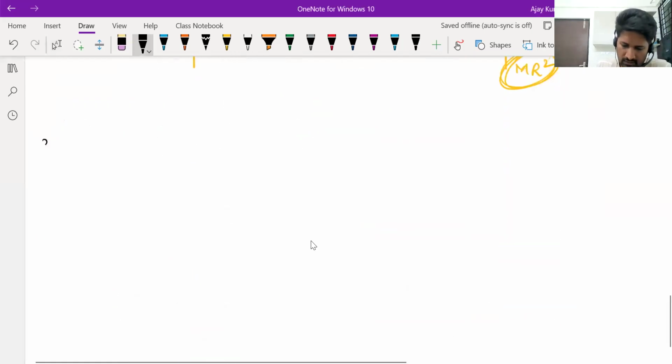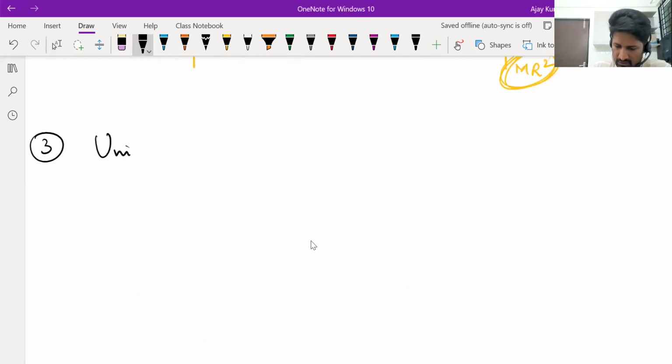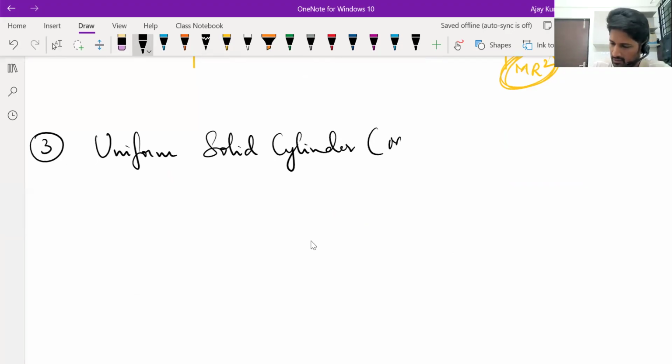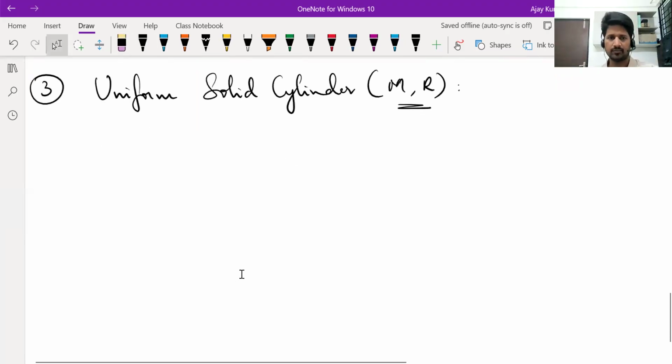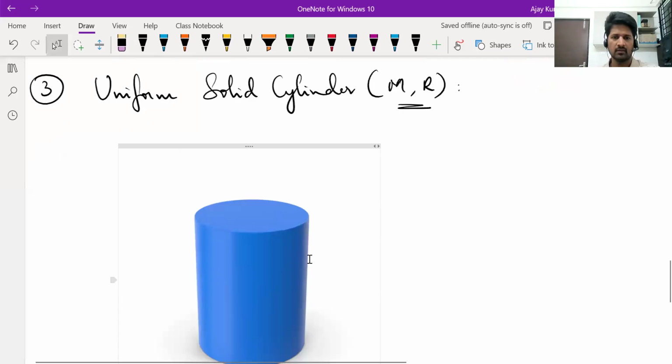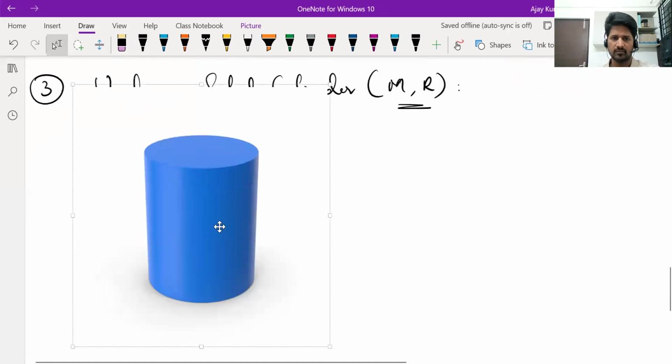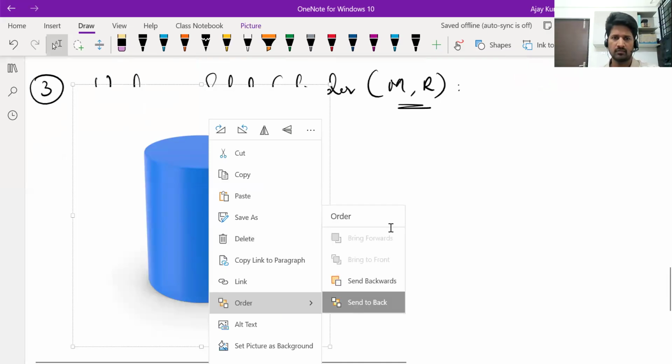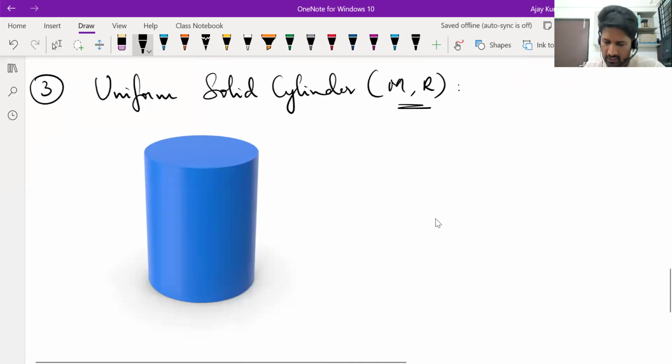Okay. Next. Suppose there is a uniform solid cylinder of mass m, radius r. Solid cylinder means it is completely filled with mass. Consider it like this. Its mass is m, radius is r. And you need to derive its moment of inertia about its own axis again. Own axis means this one.